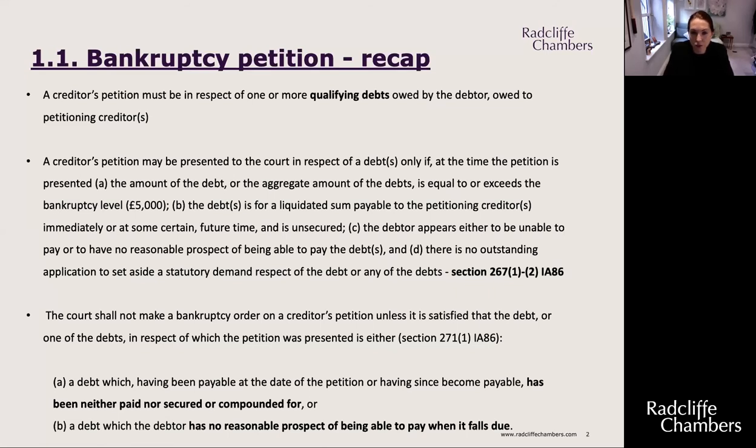And section 271(1) provides that the court shall not make a bankruptcy order in respect of a debt that has been paid or secured. And similarly, it can only make a bankruptcy order where the debt is one which the debtor has no reasonable prospect of being able to pay when it falls due. So you've got two different options there.